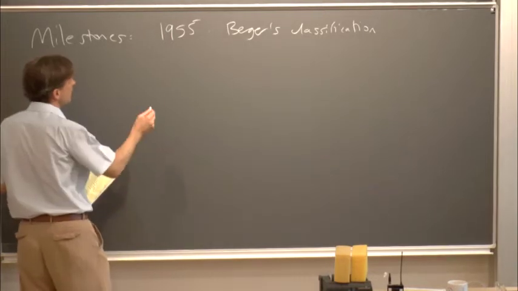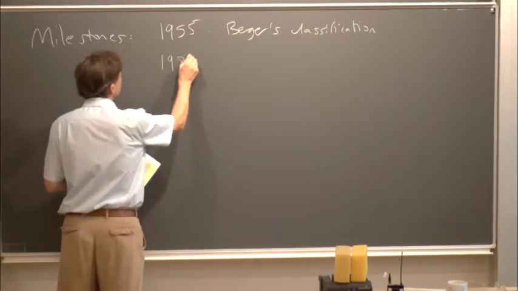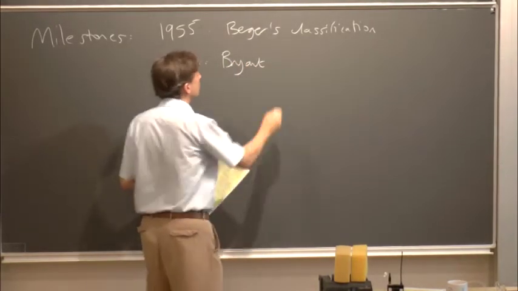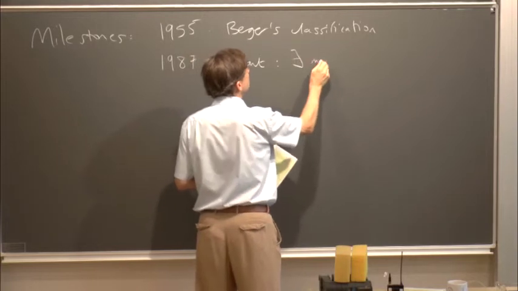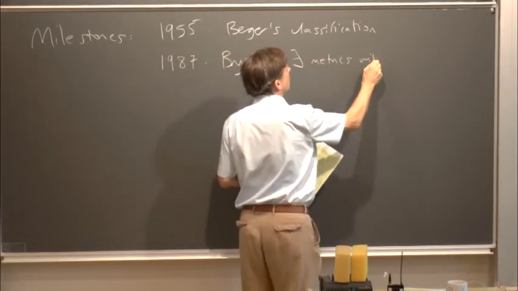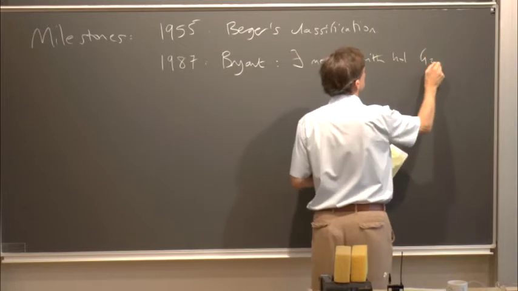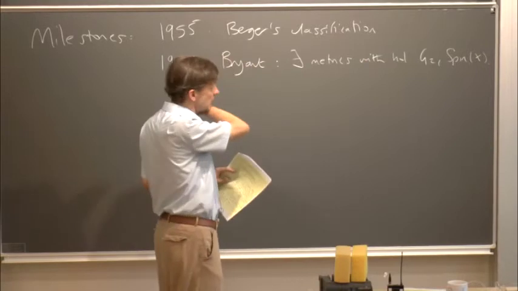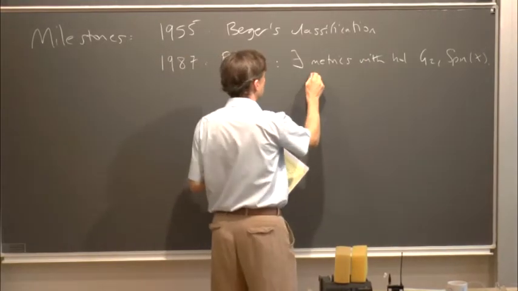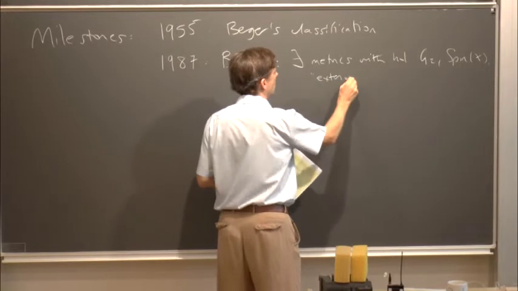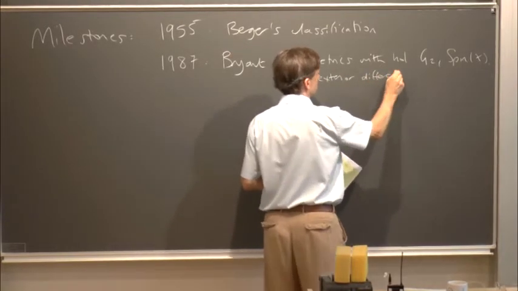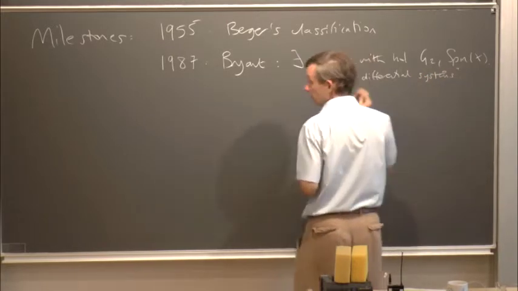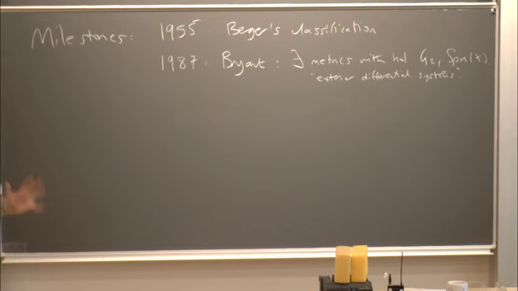Okay, so nothing really happened for 20 years, until 1987. Robert Bryant proved that there exist metrics with holonomy G2 and spin 7, using the theory of exterior differential systems. So this is a way of analysing systems of PDEs near a point.